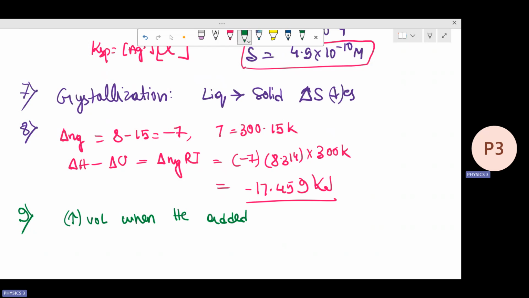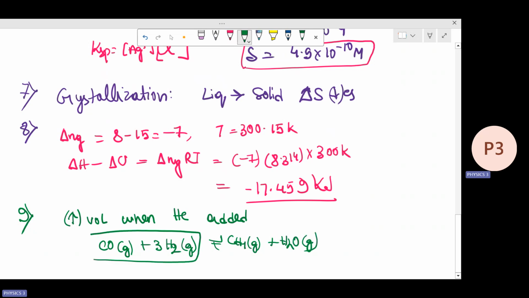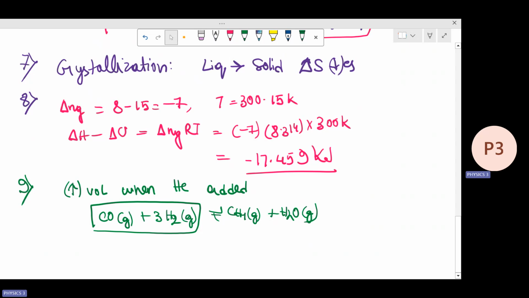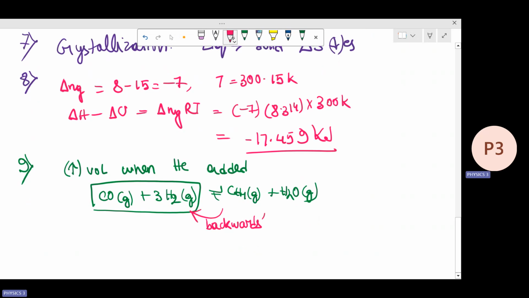If you see the whole reaction, they have given carbon monoxide gas plus 3H2 gas in equilibrium with CH4 gas plus H2O gas. So do you see one thing, that the amount of gas on the reactant side is more than on the product side. So whenever helium has been added, the reaction goes which side? Backwards. It goes backwards. Next, question number 10.